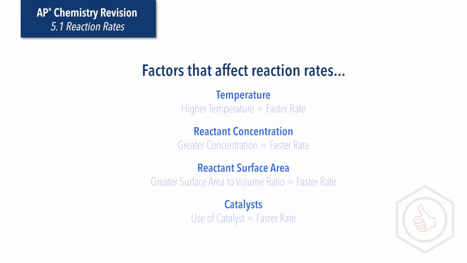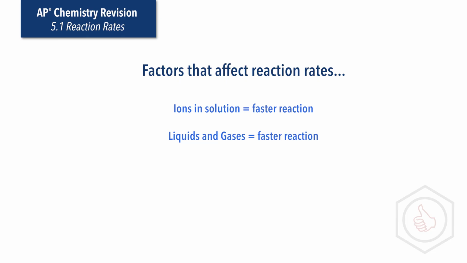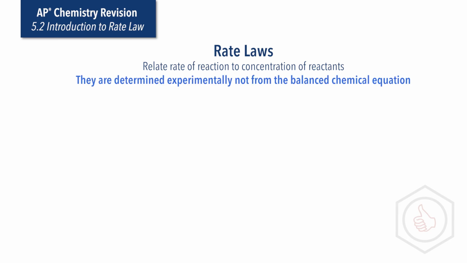The type of reactants reacting also has an influence on the reaction rate. For example, reactions involving ions in solution are often very fast. Substances in a liquid and gas phase will often react faster than substances in a solid phase, but there are exceptions to this. A rate law is an expression that relates the rate of a reaction to the concentration of reactants. It is determined experimentally, not from the balanced chemical equation.